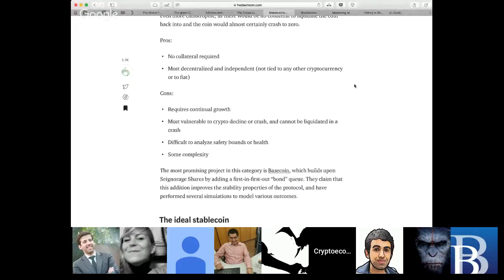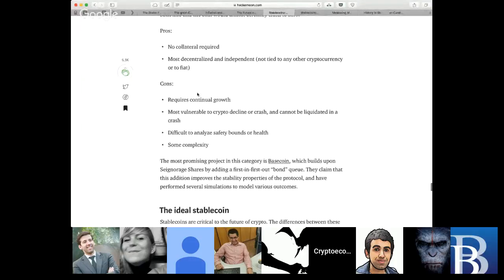So this might work as well. There is no collateral required, and it's decentralized and independent. There is no trust issue to third parties. The thing is, it requires continual growth, and that's because in a bearish market, if I'm not mistaken, what you will do is issue those seigniorage shares that the people buying them will be able to reclaim if the market flips to a bullish market in the future.